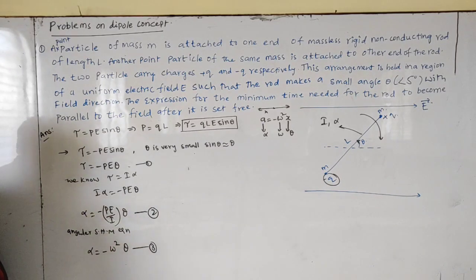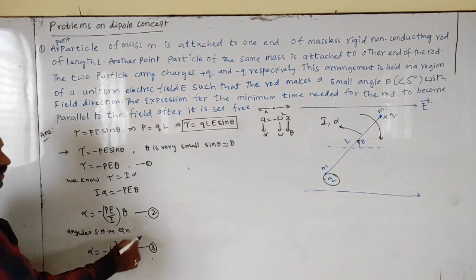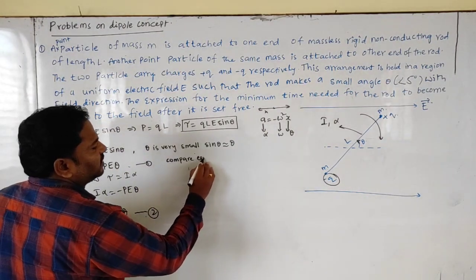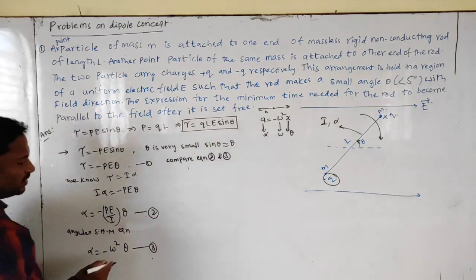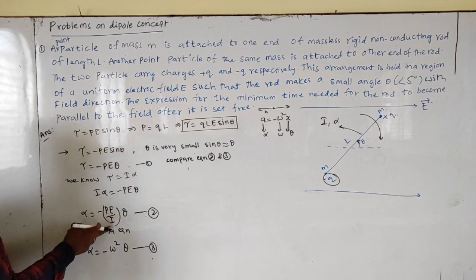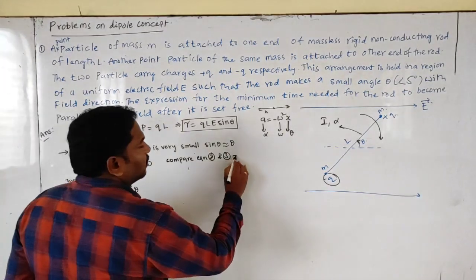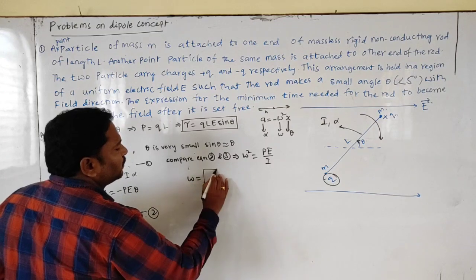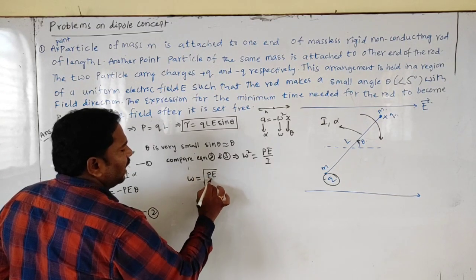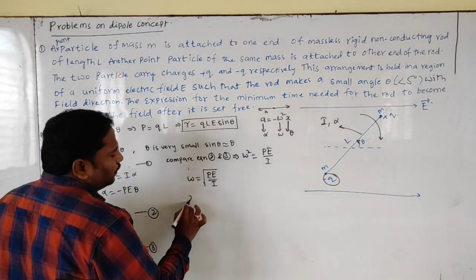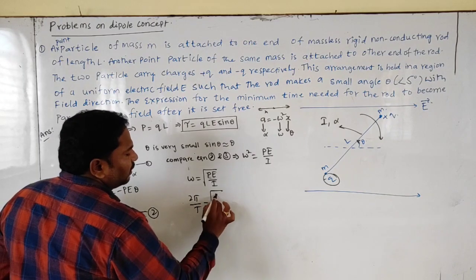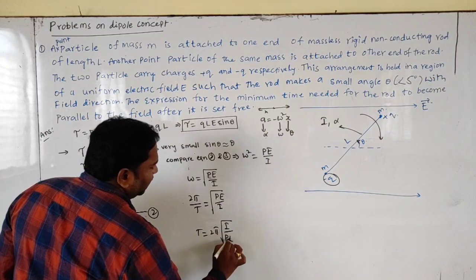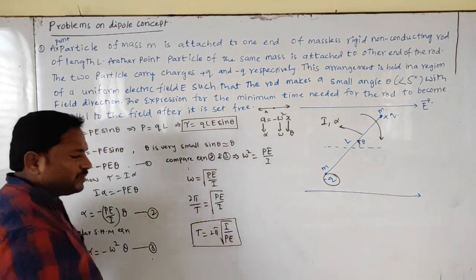Now we compare equation 2 and 3. When we compare equation 2 and 3, omega square is P by I. So omega equals root over P by I. Omega can be written as 2 pi by T, which equals root over P by I. So T equals 2 pi root over I by P. This is the time period of oscillations.